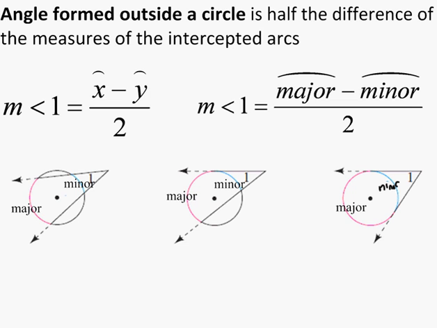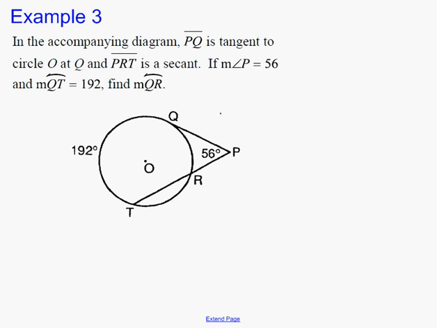So let's look at an example. In the accompanying diagram, PQ is tangent to circle O, and PRT is a secant. If the measure of angle P is 56, and the measure of arc QT is 192, find the measure of arc QR. So I'm going to label this X. This time I'm given an angle and an arc, a major arc, and I'm looking for the minor arc.